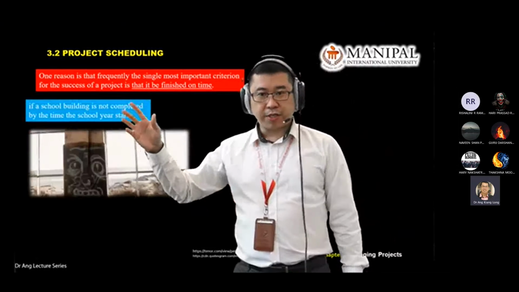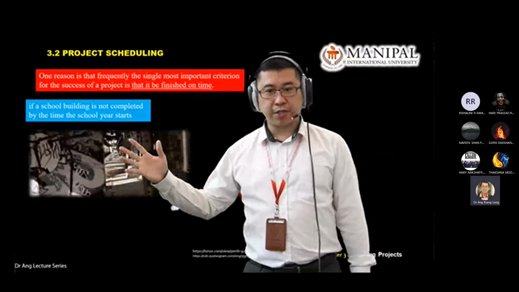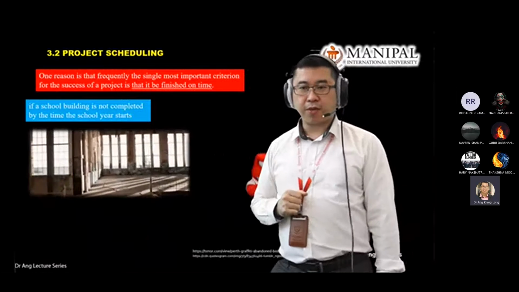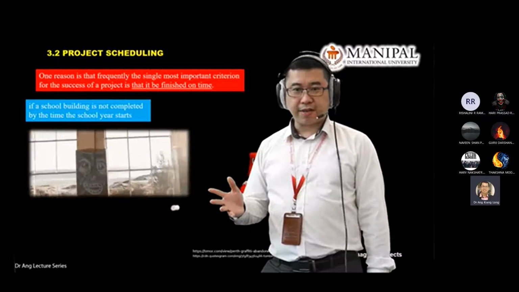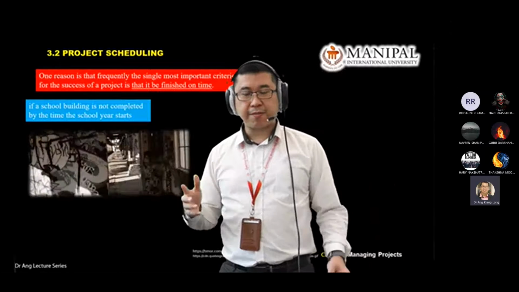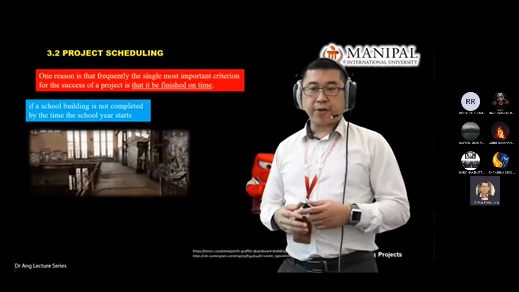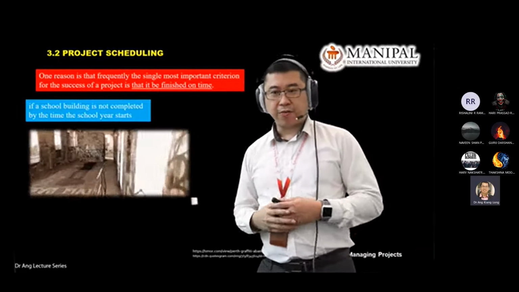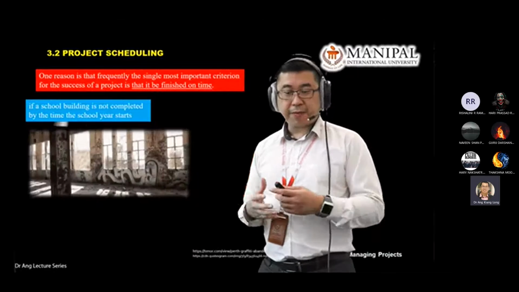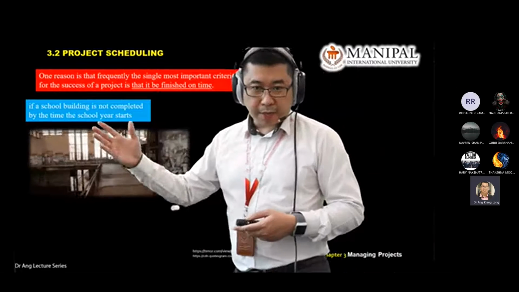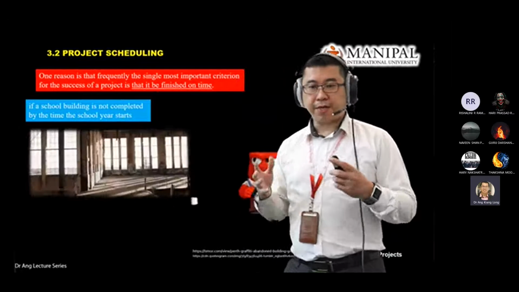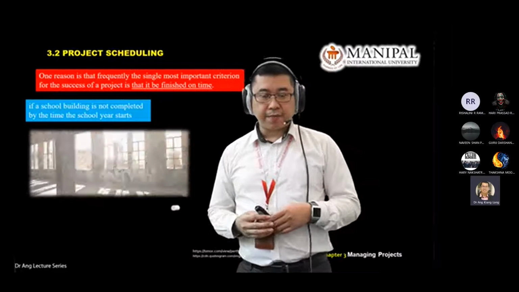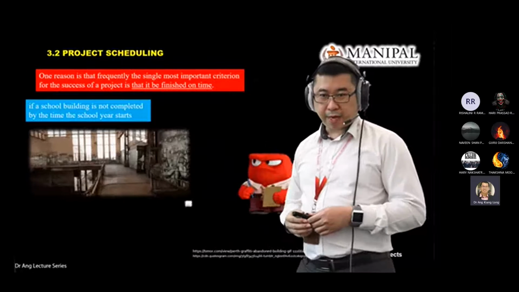So when you talk about project scheduling, try to imagine you are building a school, but the school was not completed before the school starts, right? You're not able to complete by the time the semester starts. So what will happen to the stakeholders, right? The parents, what do they feel? Of course, the students, maybe they feel happy, no need to go to school. But what about the investor? What about the parents who work so hard to send their children to get an education, right? So the parents will be very angry.